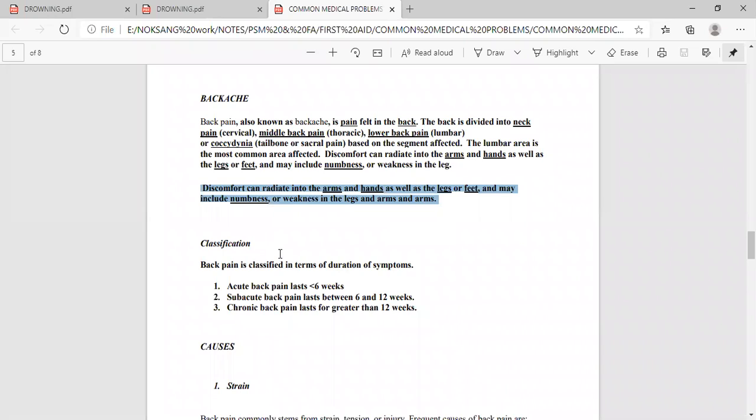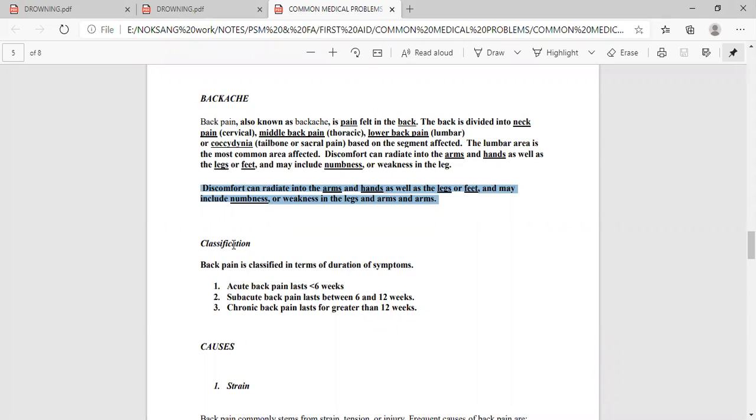And this back pain is divided into 3 classifications. It is divided into 3 types: acute back pain, subacute back pain, and last is the chronic back pain. Acute back pain lasts for up to 6 weeks. Subacute back pain lasts for 6 to 12 weeks. And the chronic back pain lasts for a longer period of time, that is greater than 12 weeks.